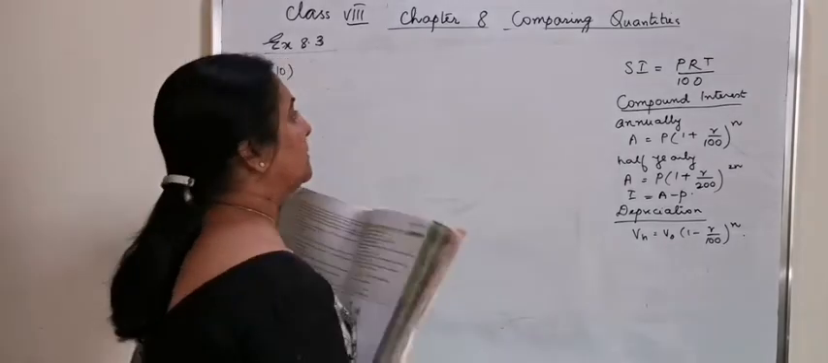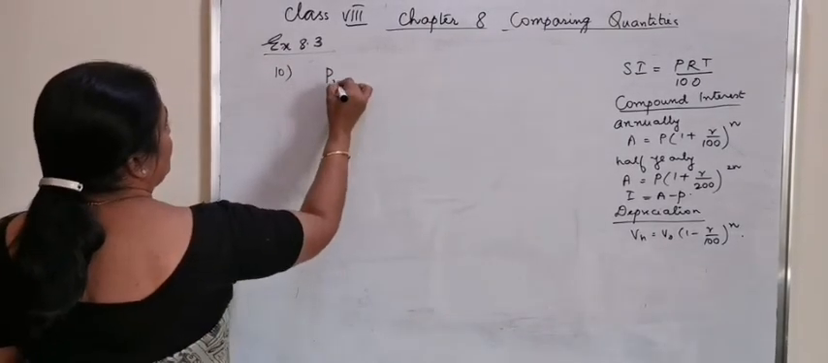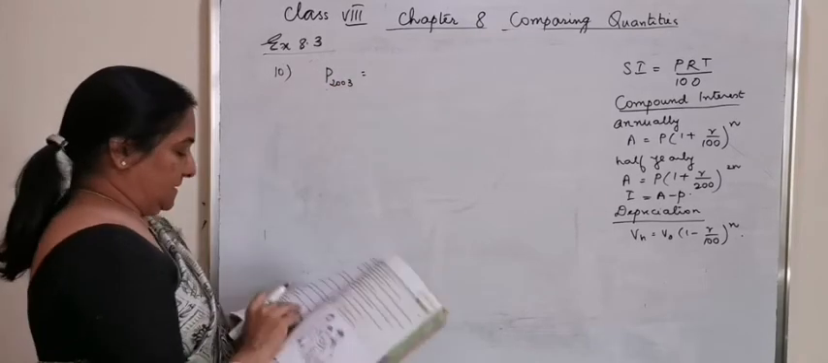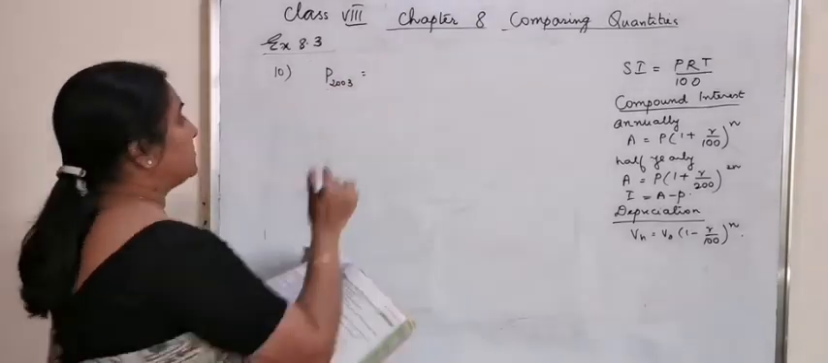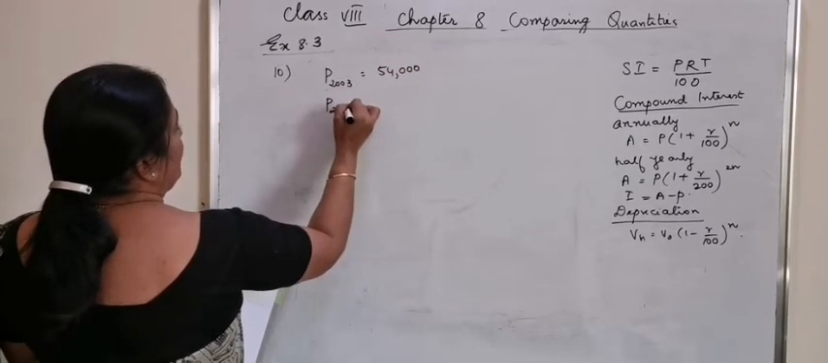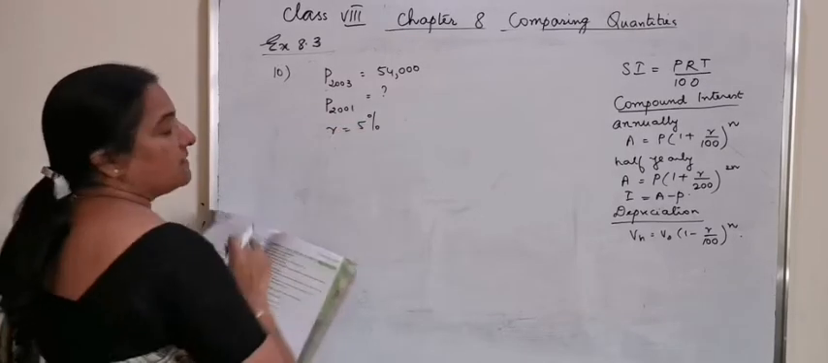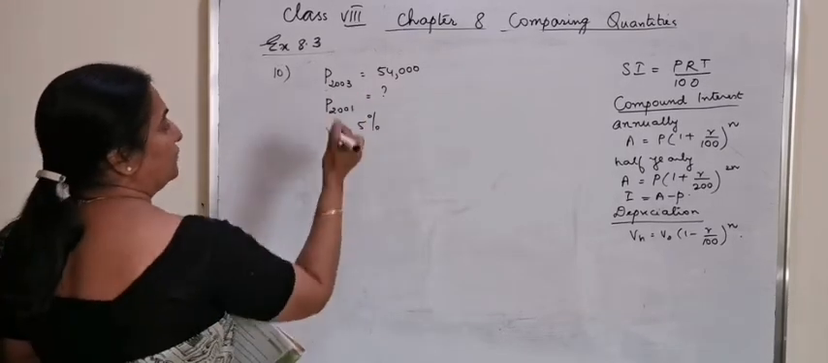So the first part of the question, the population in 2003 is given as 54,000. You are asked to find out the population in 2001. The rate of increase is 5%. That means a difference of 2 years.